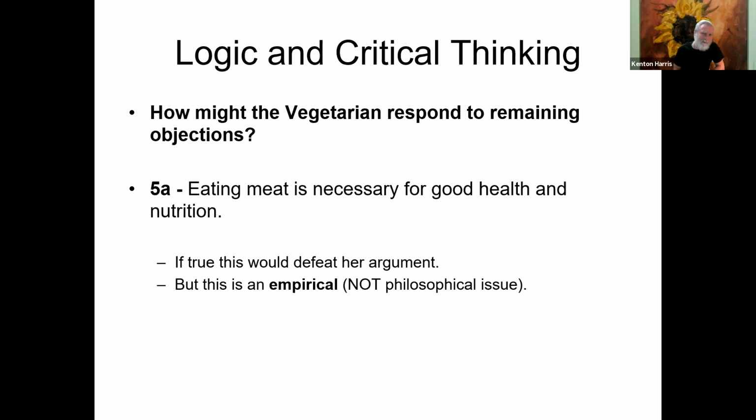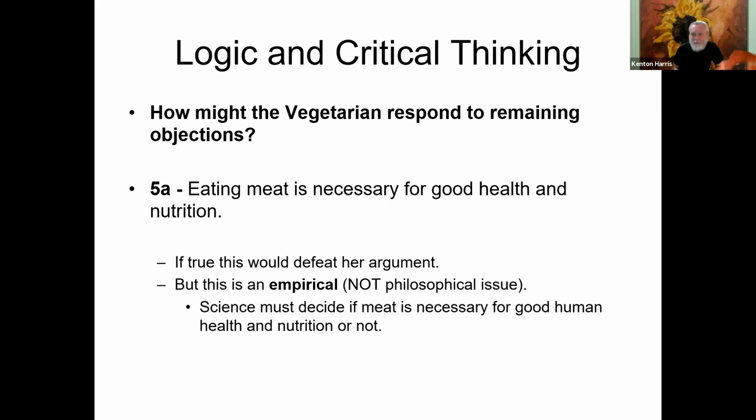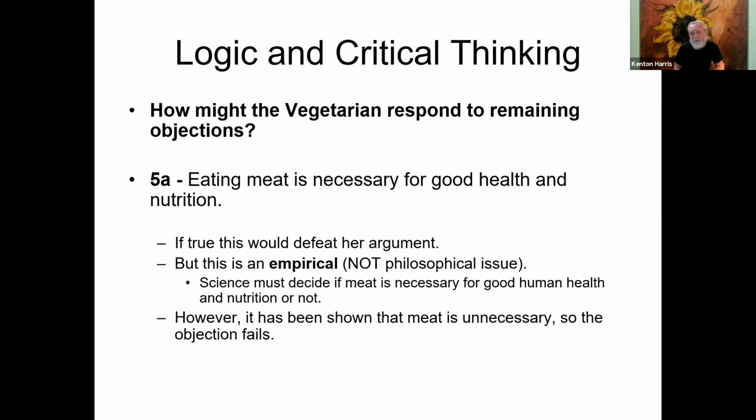And it shouldn't surprise us given the fact that we know there have been millennia of civilizations that have been vegetarian or largely vegetarian, and they've lived healthy human lives, and they've had culture, and they've had arts, and they've had soldiers and military and commerce, etc. And nevertheless on a strictly vegetarian or nearly entirely vegetarian lifestyle. So it shouldn't be surprising to us that eating meat is not necessary for good health and human nutrition. Again, science must decide if eating meat is necessary for good health and human nutrition or not. However, the objection fails because it has been shown it is unnecessary.